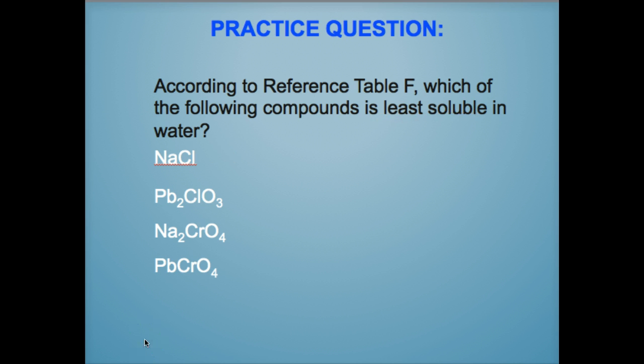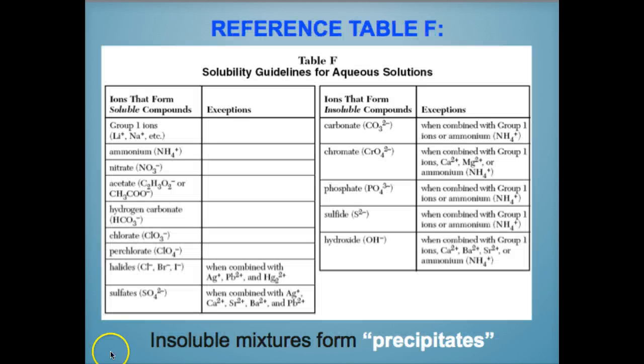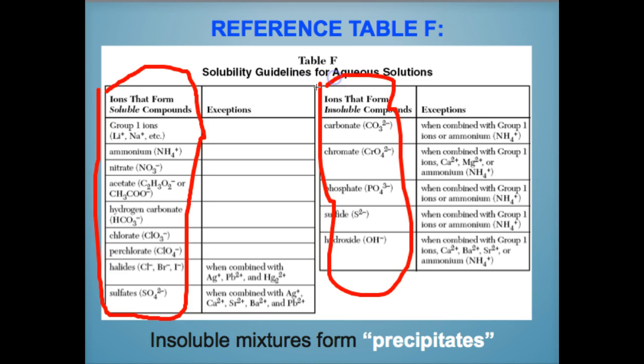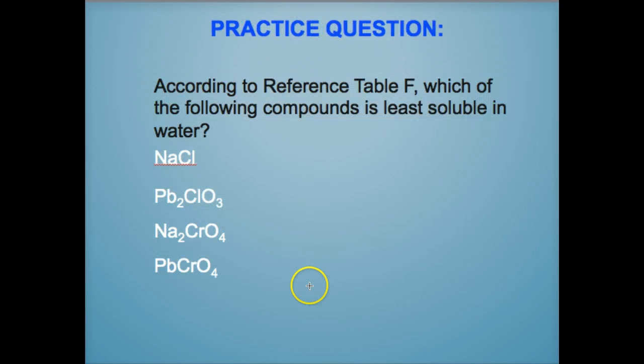Okay, let's look at the next example, PbClO3. So we have to look on table F for either Pb or ClO3 in the category of ions. So just on the left-hand side, these are the ions that we're looking at. So I see I have ClO3 right here. ClO3 is soluble. There is nothing that you could put ClO3 with that will make it insoluble. So PbClO3 will also be soluble.